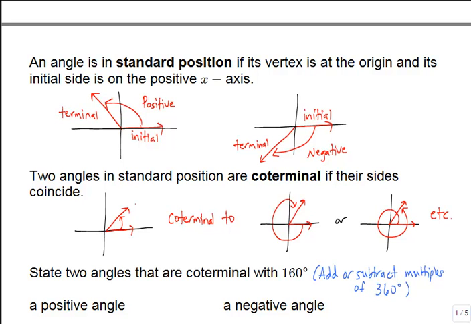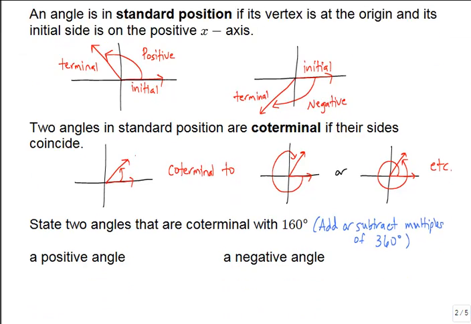If it's a positive angle, then remember we're going to go counterclockwise, so our terminal side would be maybe over here. And if we're talking about a negative angle, then we'd want to go clockwise. So our initial side still starts on that positive x-axis, but then the angle would sweep going down in that clockwise direction.